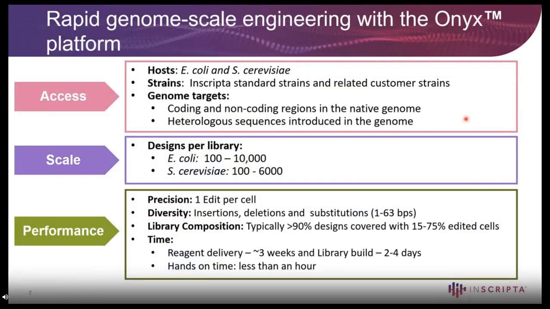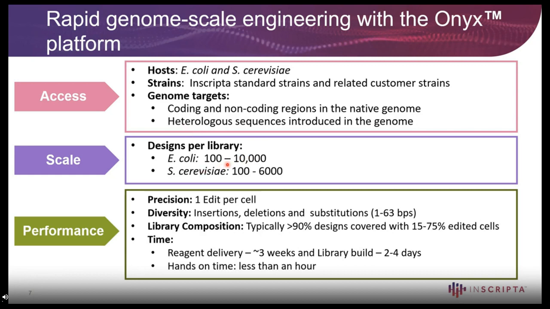And as far as some of the specifications, or more details about the specifications for the platform, currently we support E. coli and S. cerevisiae, and this includes Inscripta standard strains as well as related customer strains. You can target the coding and the non-coding regions in the native genome, or if you've introduced a heterologous sequence, you can target that as well. And I'll talk about an example of that in the next section.